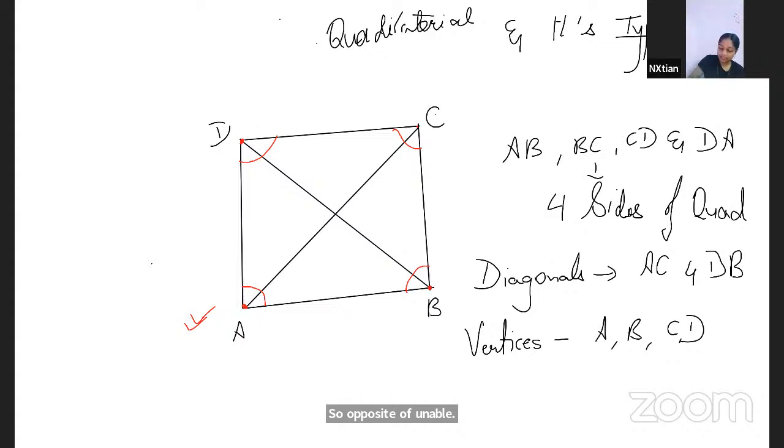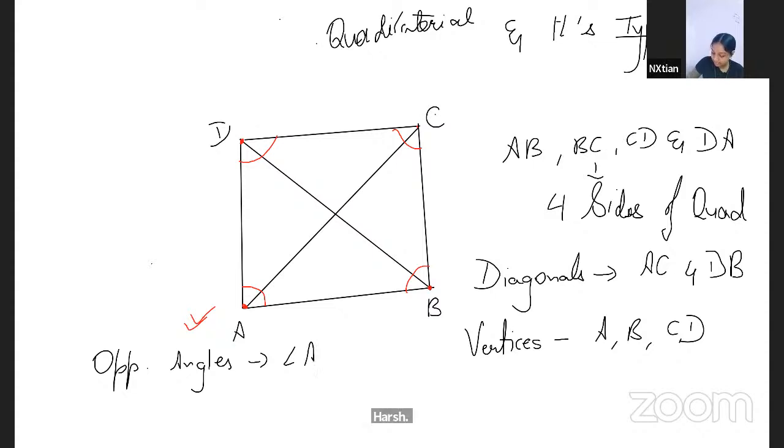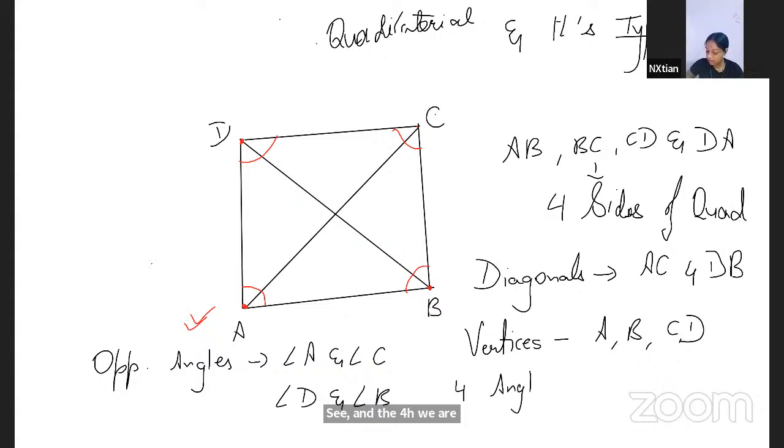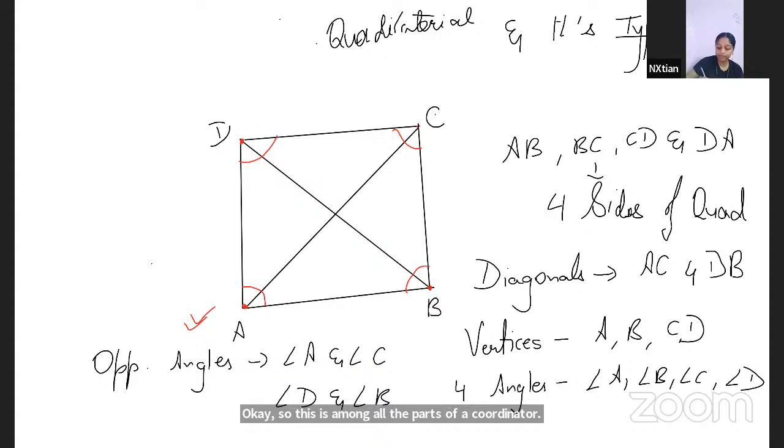So we have opposite angles: angle A and angle C, angle D and angle B. And the four angles we are having here are angle A, angle B, angle C, and angle D. So this is about all the parts of a quadrilateral. Hope it's clear. Any doubts till now?